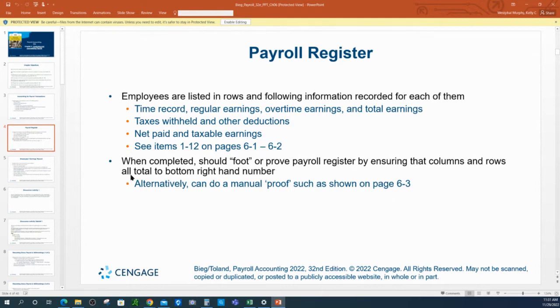Ensure that the columns and the rows all total to the bottom right hand number. So that total amount there on the bottom right should match. Everything across should total, everything down should total.